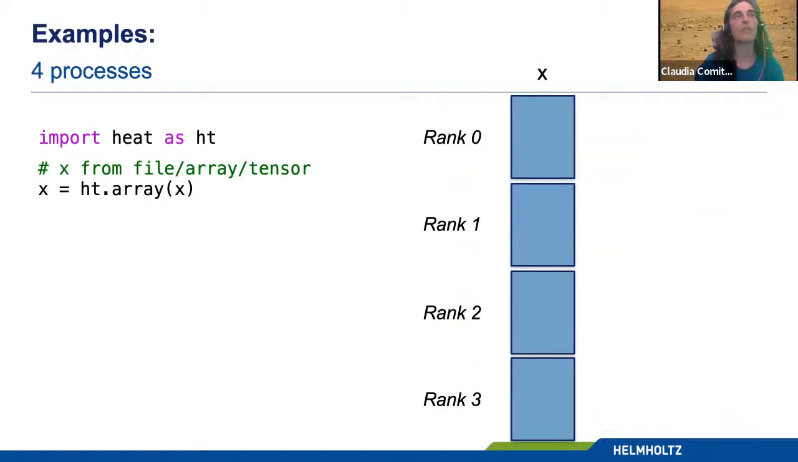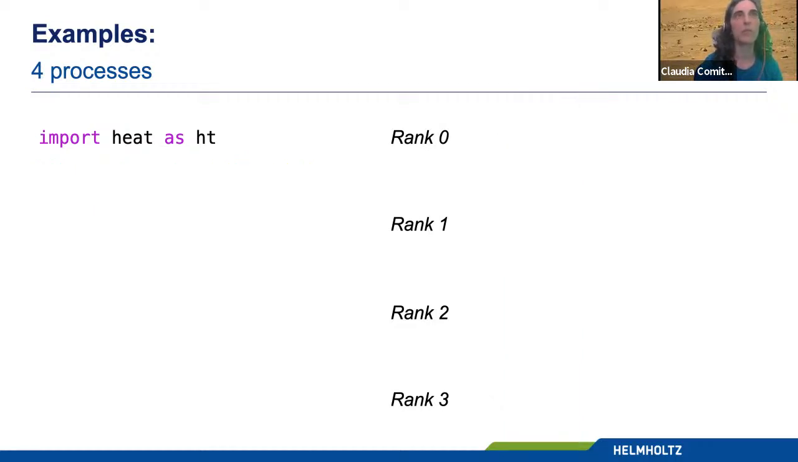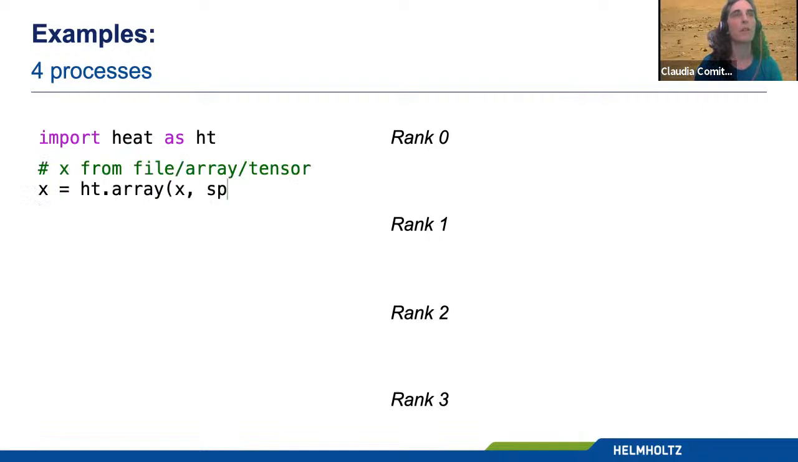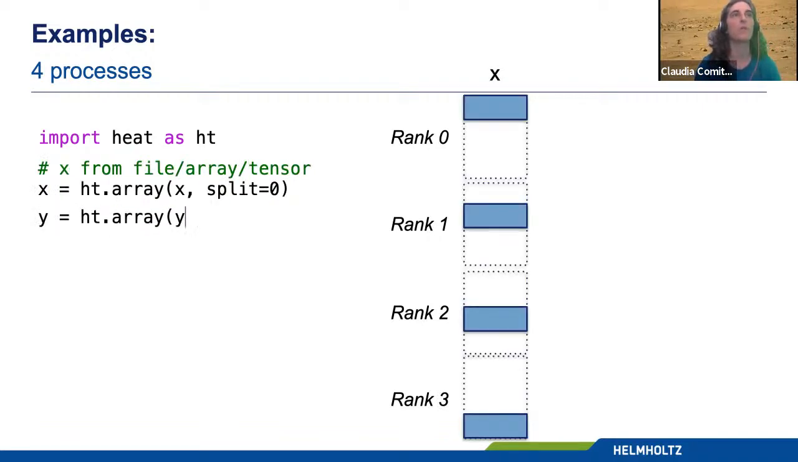Yes, just an example. Again, I'm now loading some array from a file or from a NumPy array or from a tensor. That's how you define it as a DNDarray, as a heat array. In this case, I'm not specifying the split attribute, so the data are basically copied on every process. But this is not what you want to use heat for, so let's go on and distribute our data.